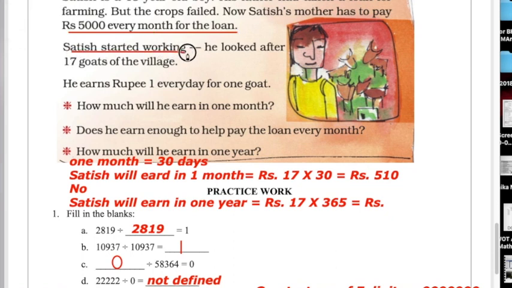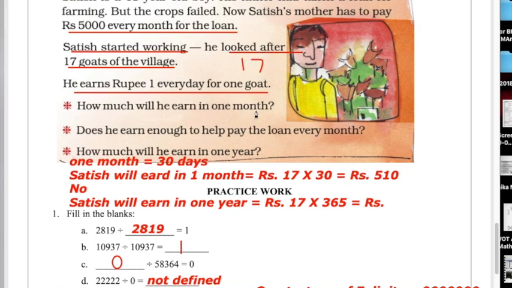Satish started working. He looked after 17 goats of the village, and he earns rupee 1 every day for one goat. How many goats is he looking after? 17 goats. And how much is he getting? 1 rupee for one goat. So in one day he will receive 17 rupees only, for 17 goats.